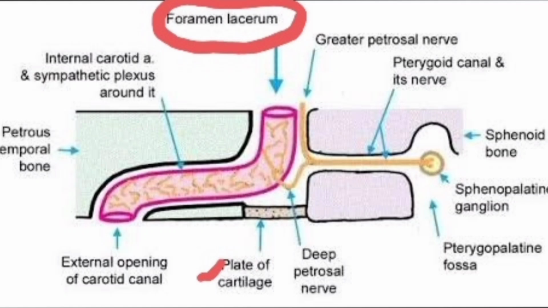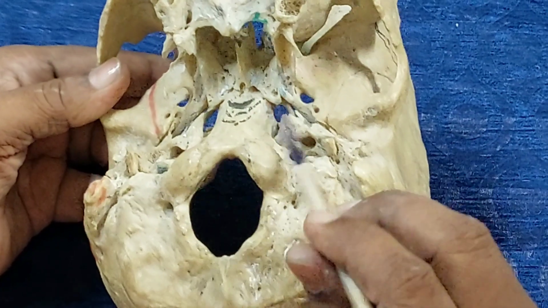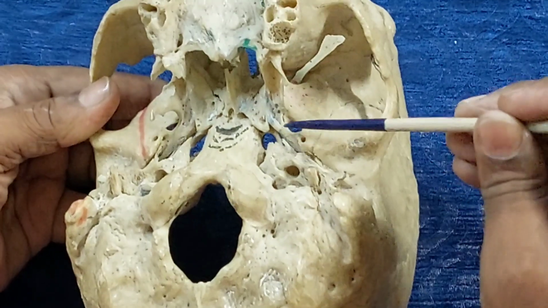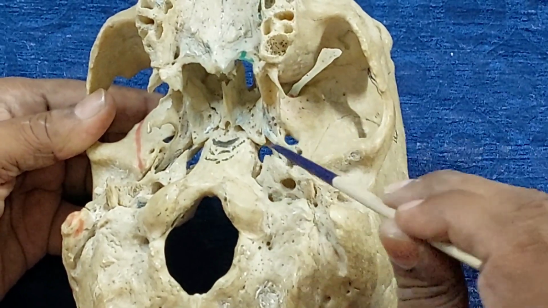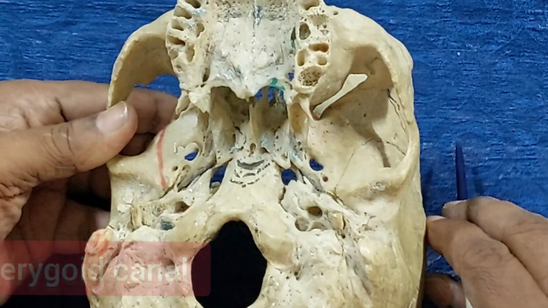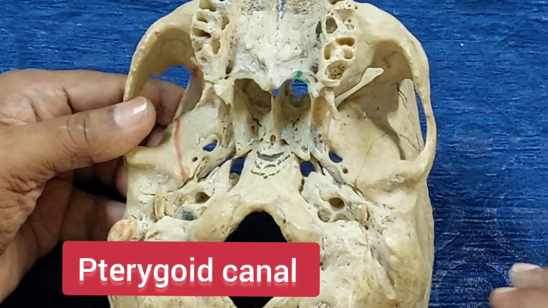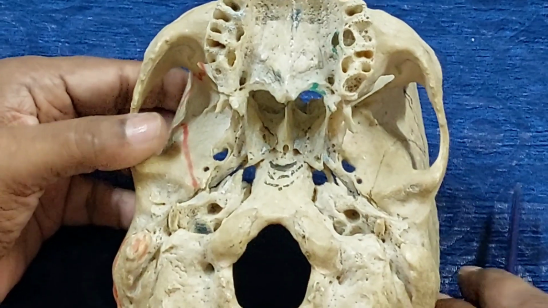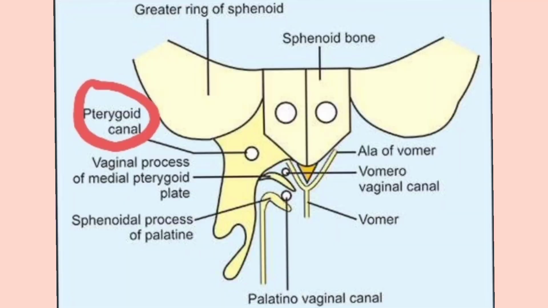Then it passes forward through a foramen. That foramen is here. Can you see the foramen? This one. This is anterior to the foramen lacerum. This is called the pterygoid canal. Through this pterygoid canal, the structures that pass are the nerve of the pterygoid canal and vessels.